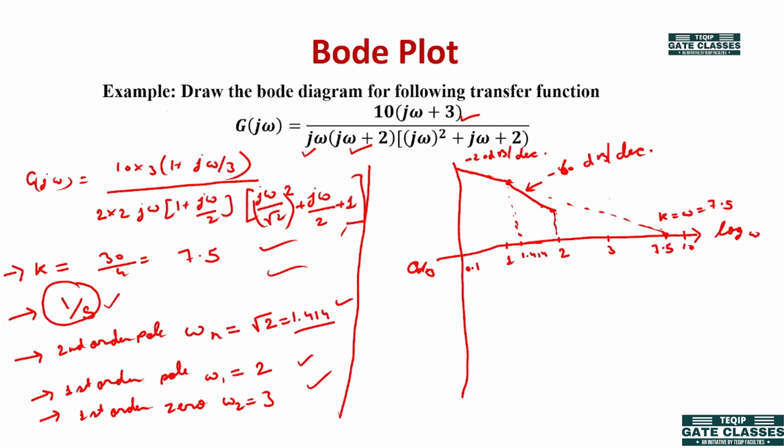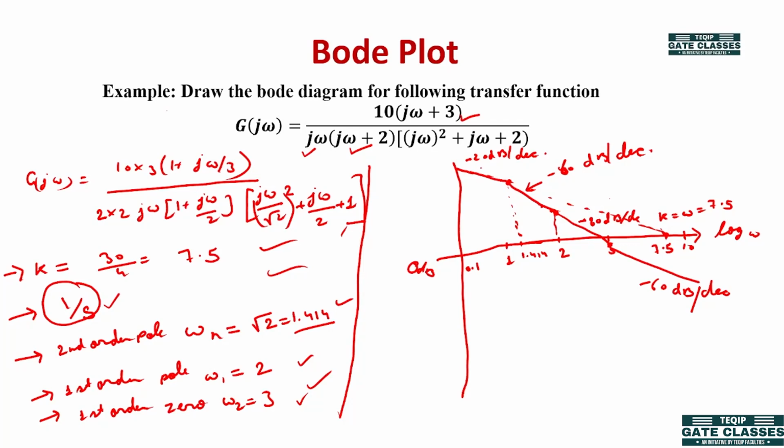Again at this point, this is a pole, so we will have a slope of minus 80 dB per decade till the point 3. At this cutoff frequency we have a zero, so again the slope would be minus 60 dB per decade.